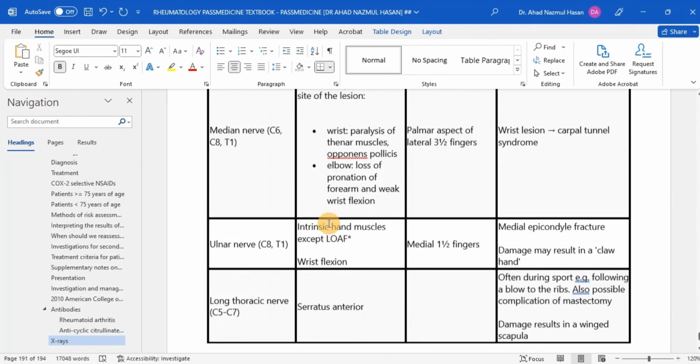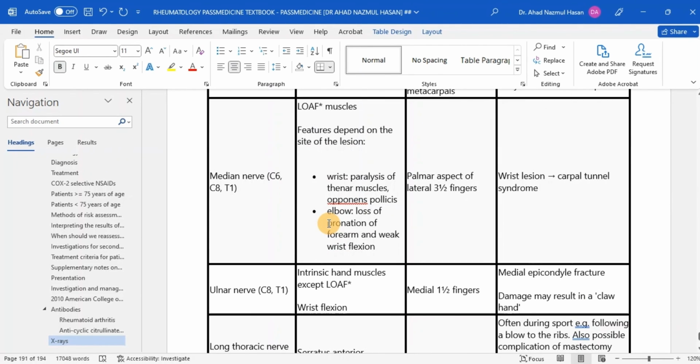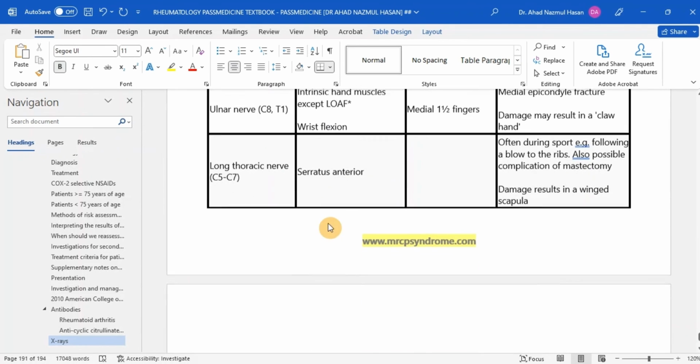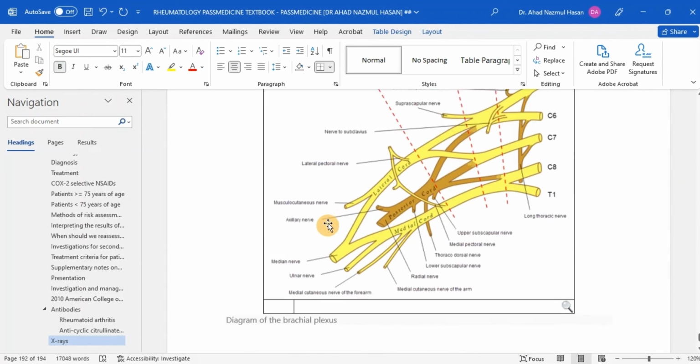Okay. Do we need to remember the dose or anything? No need to remember the doses. You only need to remember the names of the drugs.